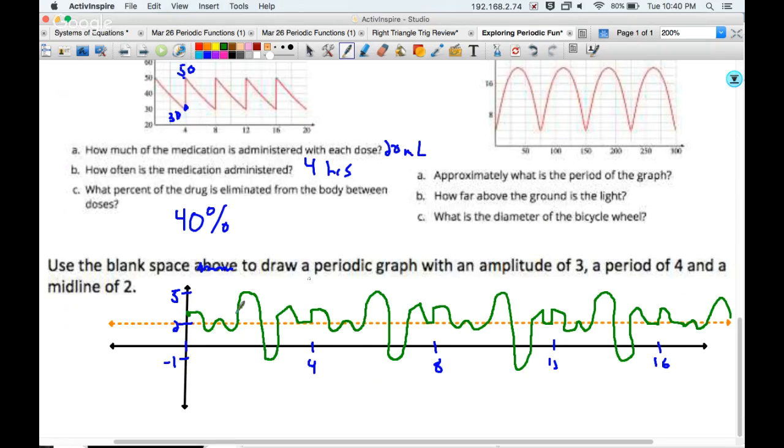So it's periodic, amplitude of 3, period of 4, midline of 2.